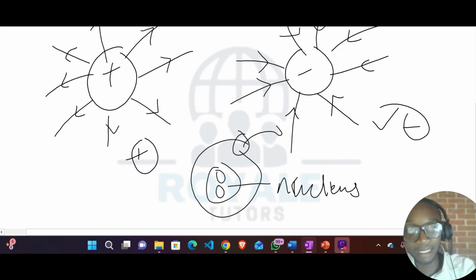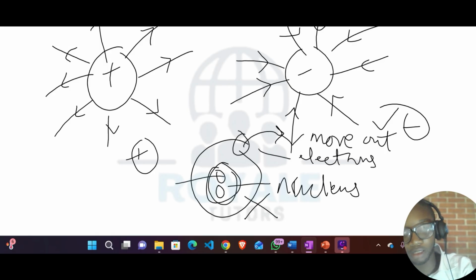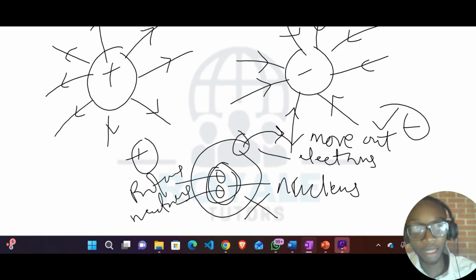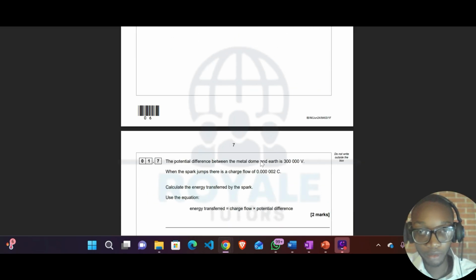This is the only guy that gets to move out. This ones, no, they cannot move out. But this ones, yes, can move out. And these are the electrons. These are the protons and neutrons. The electrons are the ones that actually can move out. So in this case, they are the electrons.